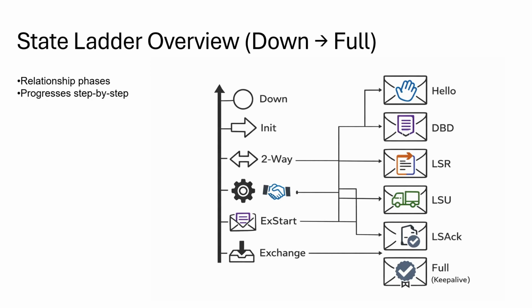Now, we walk the neighbor state progression in order. Down, Init, two-way, ExStart, exchange, loading, and then finally full. And for each state, we'll do 3 things. We'll explain what it means, what packets you will see, and what problems that phase is solving. So let's start at the bottom.